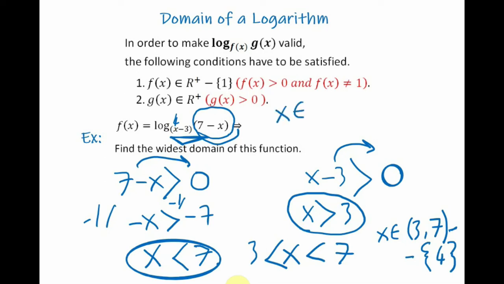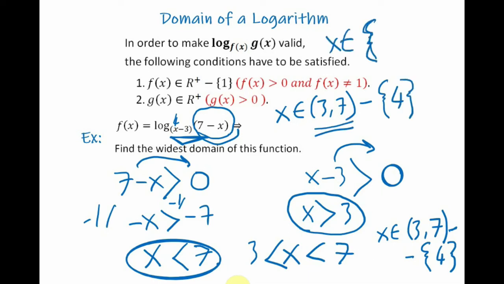X is an element of this interval, which is 3 and 7, except 4. If I say x is an element of 4, 5, 6 in curly braces, these are single numbers. That means x can be 4, 5, or 6. So the curly braces represent single numbers, and the parentheses show an interval. That's the difference between parentheses and curly braces, and that's a different story that we will take a look at in functions. And let's take a look at the next question.